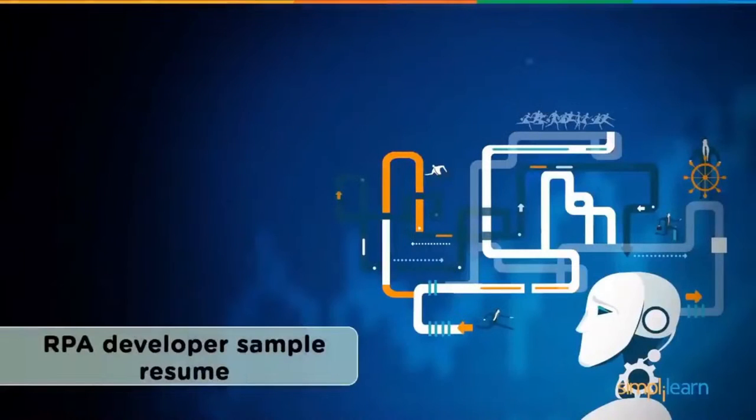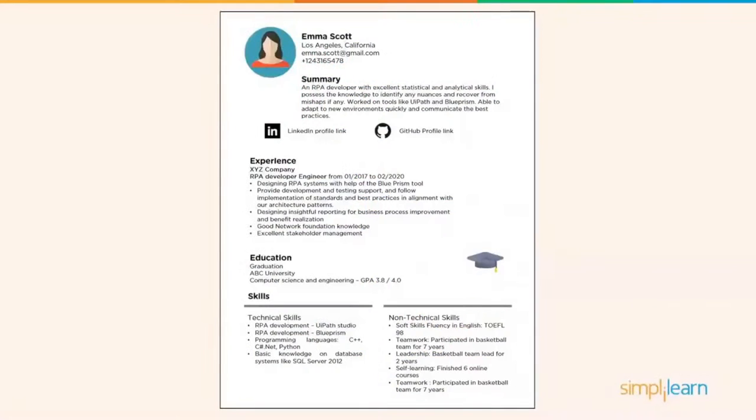Now, let me quickly run you through a sample resume of an RPA developer. This is just a template and you can alter it according to your needs. First up is your general information like name, phone number, and your email ID. Then you can give a quick description about yourself and your strengths. You can also mention the objective as to why you're applying and what you're looking for in the organization. You can include your LinkedIn profile link and your GitHub link.